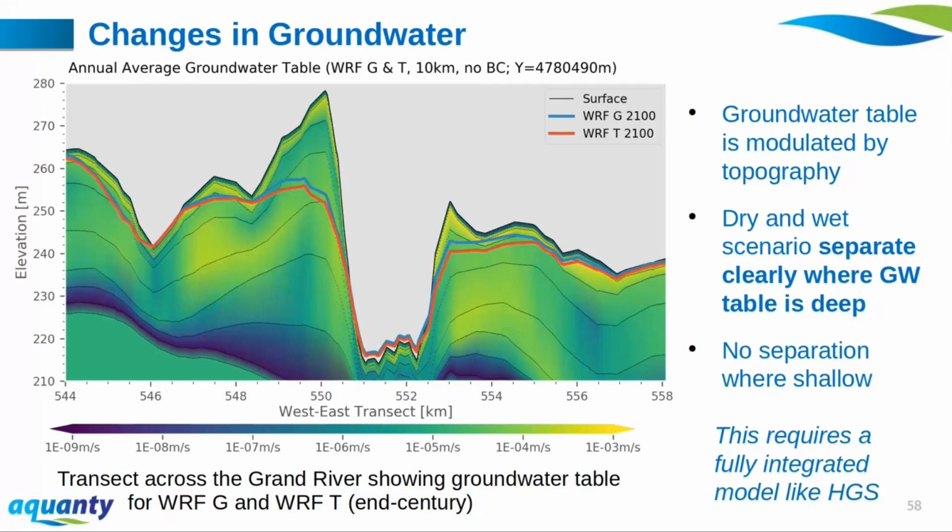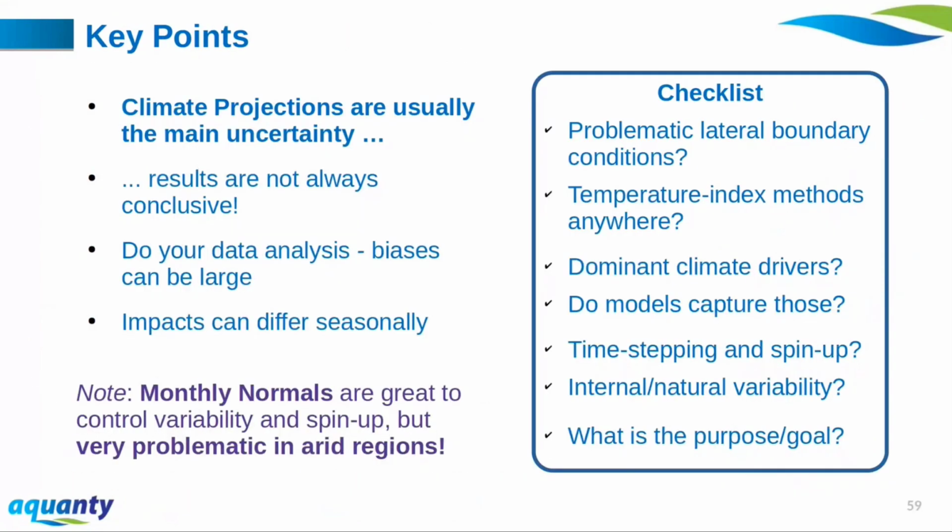So this is really strong modulation of climate change impacts by topography, which is something you really only get out of an integrated hydrological model. And you wouldn't get this from, let's say, a land surface model that's in a climate model also, or a rainfall runoff model, right? So to summarize this, there is a lot of uncertainty in climate projection.